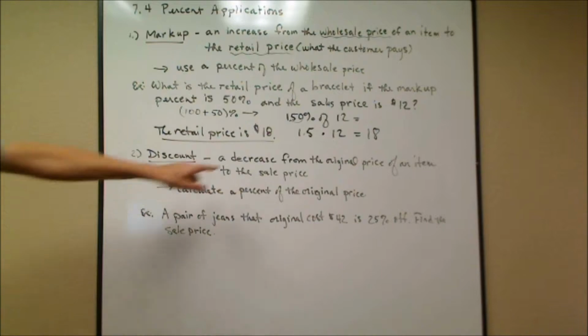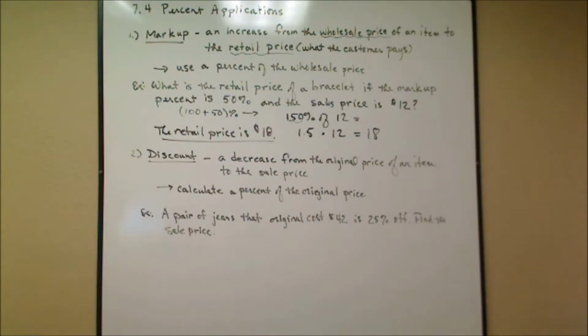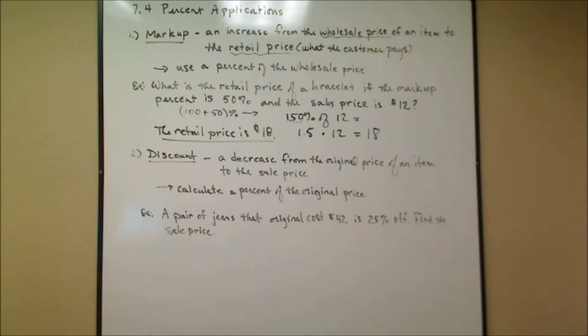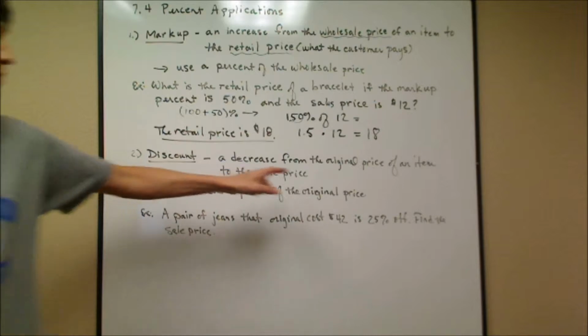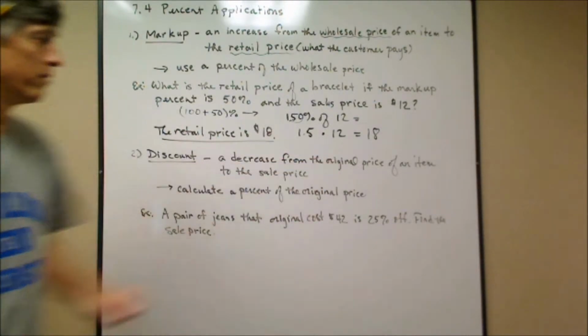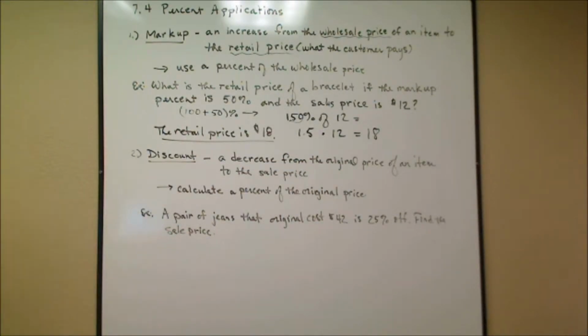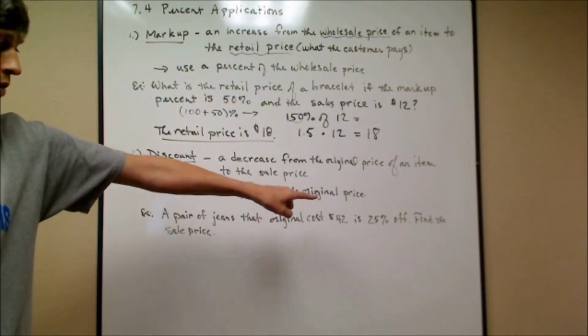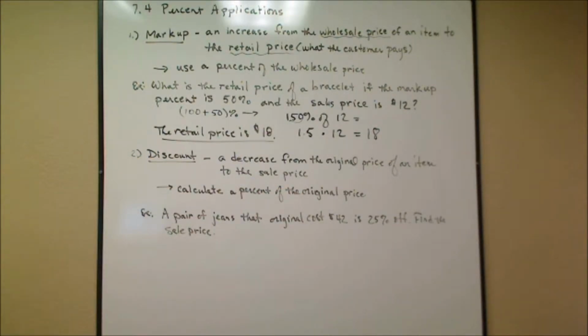Now, similar, only kind of the other way, instead of adding, we're going to be subtracting here, are discount problems. Discount, remember, is a decrease from the original price of an item to the sale price, not the wholesale price necessarily, the sale price that the store puts it at. Calculate a percent of the original price. Going back to the original price. That sounds a little bit like what we were doing in the last section with the original number and percents of changes. In this case, it's a decrease, so we're going to see how much we decrease off the original price. A pair of jeans that originally cost $42 is 25% off.